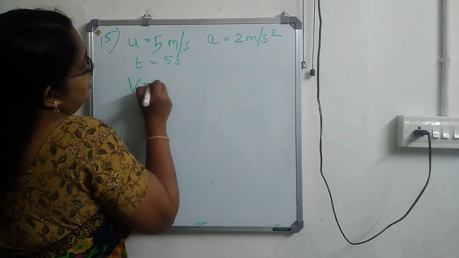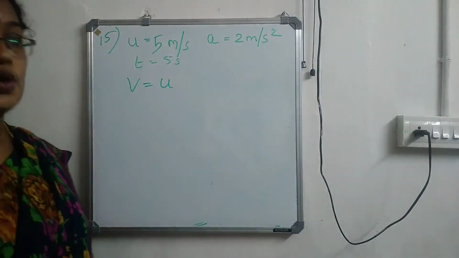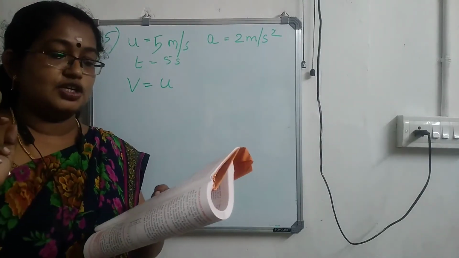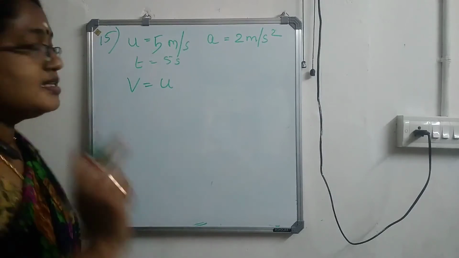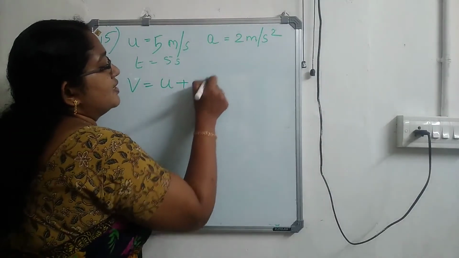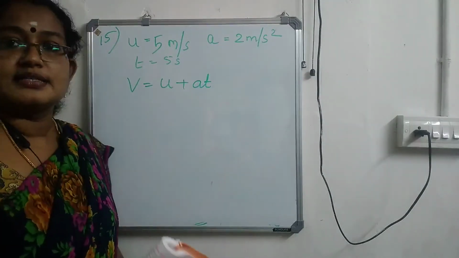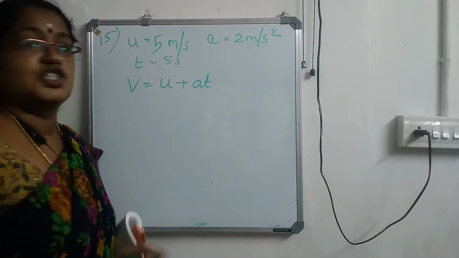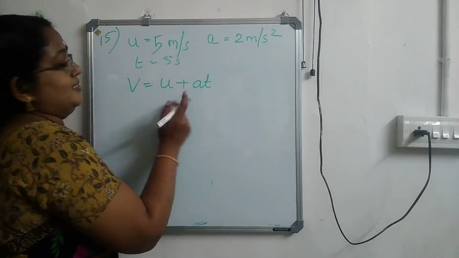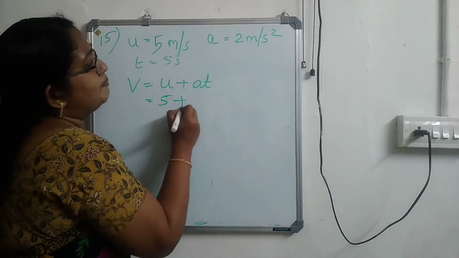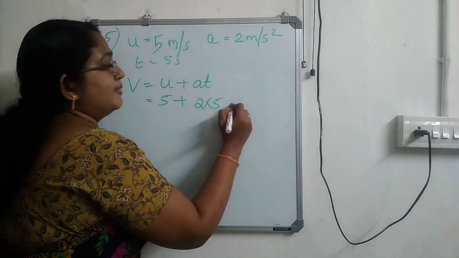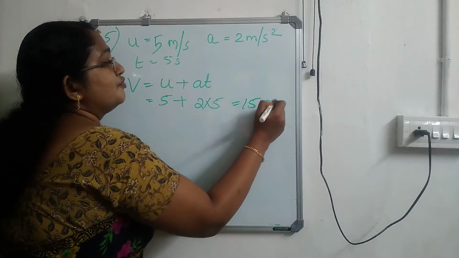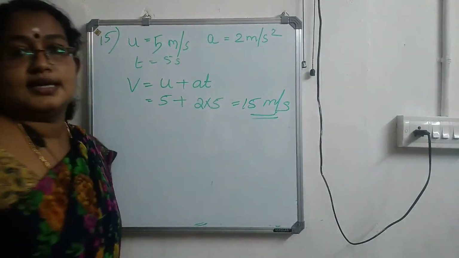So what's our equation? V is equal to, you have to check whether it is acceleration or retardation. Here it is given accelerates. Since it accelerates, our equation is V is equal to U plus AT. If it is retardation, you should use U minus AT. Okay. So it is 5 plus 2 into 5. 10 plus 5, which is equal to 15 meter per second.